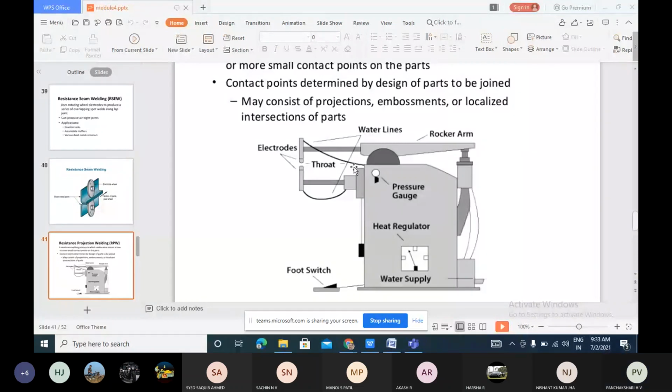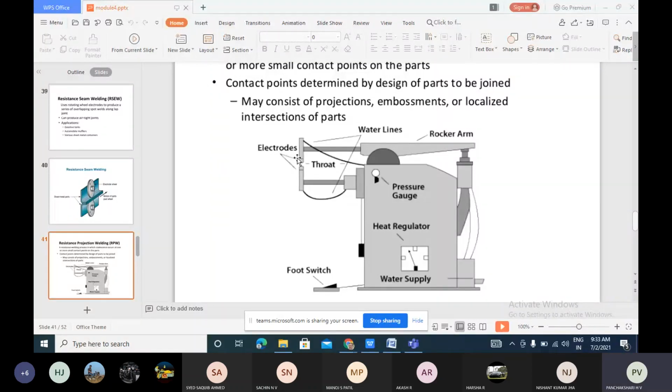Next, here you can see a foot switch. It means that it is foot operated. The welder will be sitting in this location, wherever this blank space you can see here. His foot will be resting on this switch. Then you can see the linkage to this machine. So here, if you come to the top portion of this, there are two electrodes, lower electrode and upper electrode.